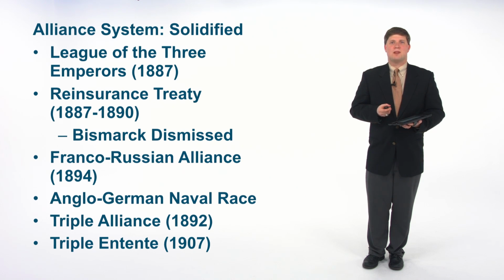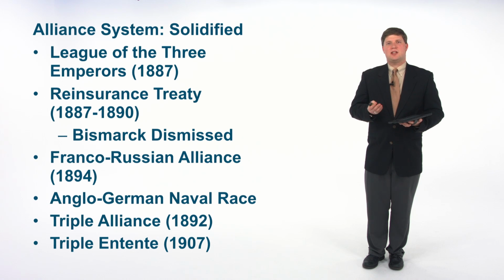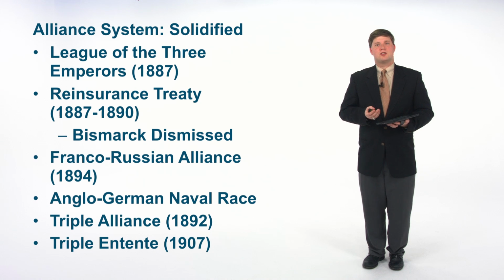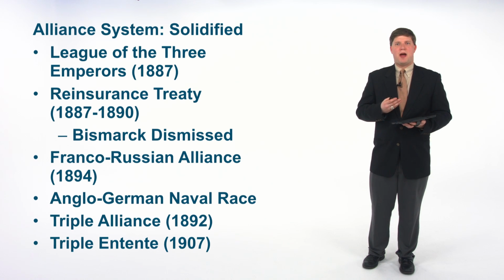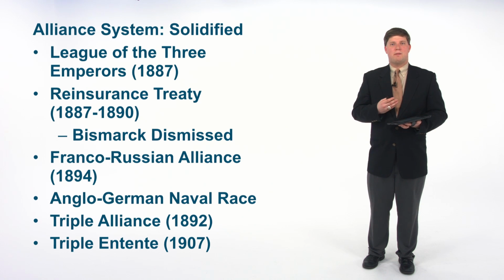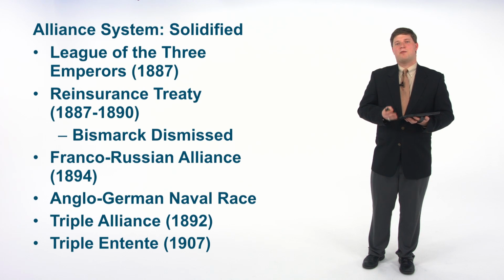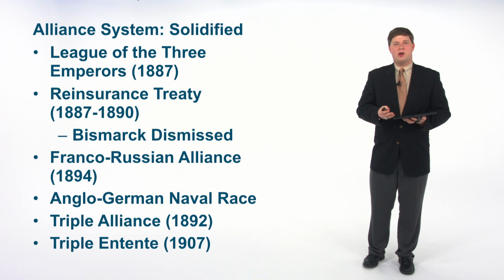The problem was it was unworkable. In the aftermath of the collapse of this league, Bismarck still attempted to keep the peace with Russia through something known as the Reinsurance Treaty. This treaty provided that each power would remain neutral if the other became involved in a war with a third great power. And so Bismarck in all of this is trying to play a careful balancing game between Austria-Hungary and Russia.